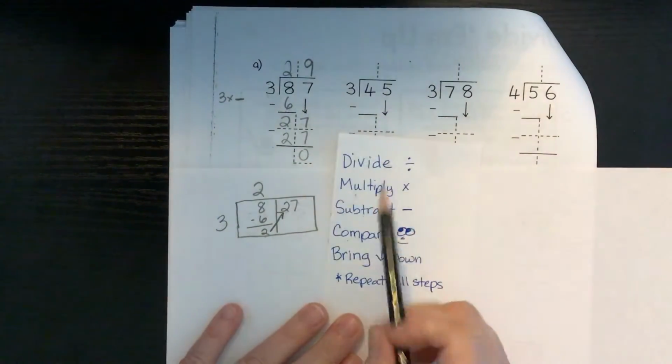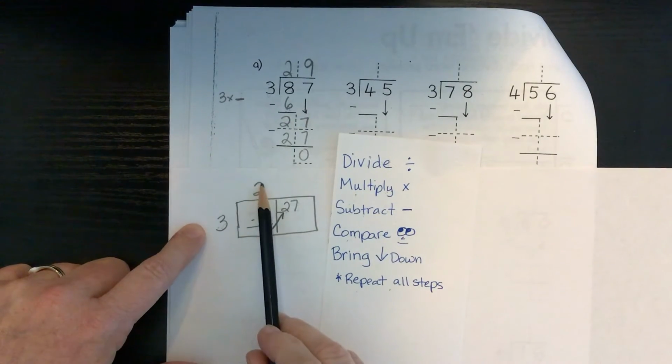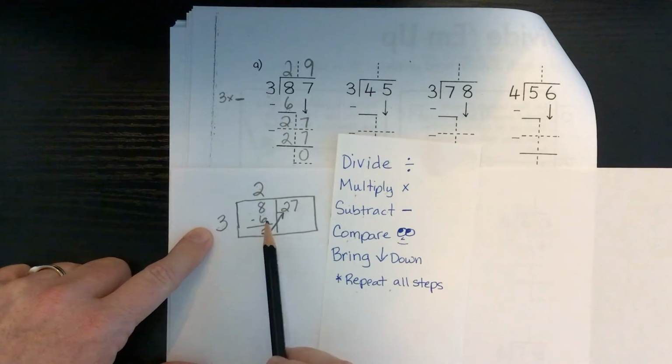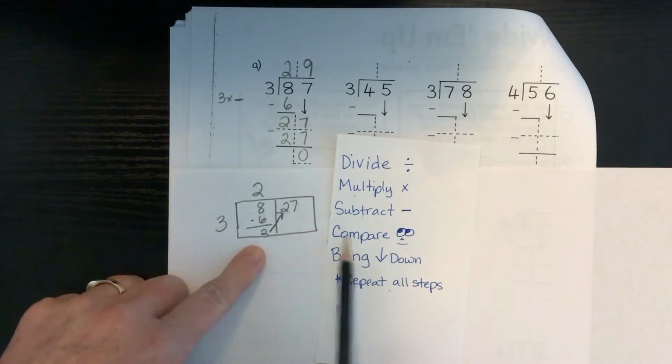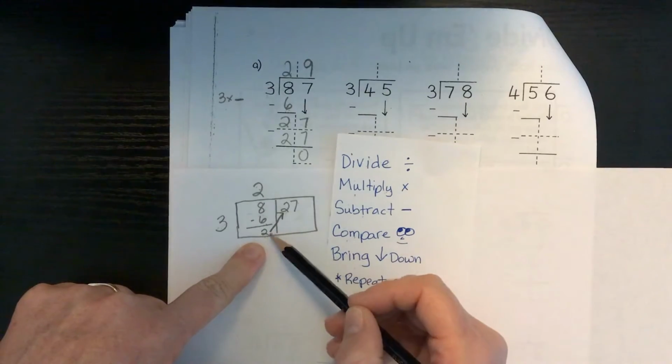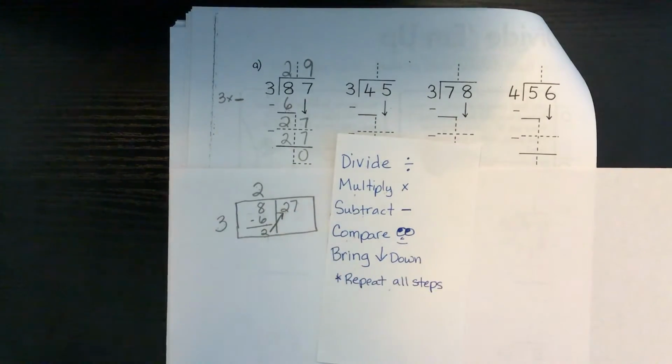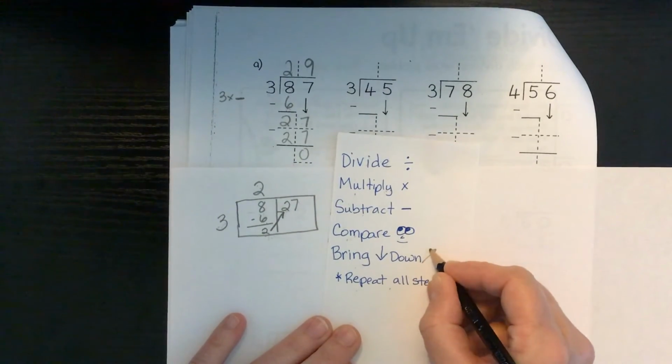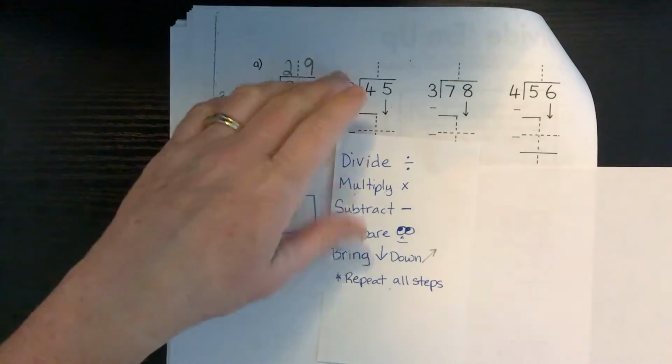In this case, we did our division. 3 divided into 8 is 2, because 2 times 3 is 6, allowing me to subtract. I compared. My 2 was less than my divisor. Instead of bring down, it's bring over. And that's another way you can think about bring over. Maybe your arrow goes that way instead if you like the box method.